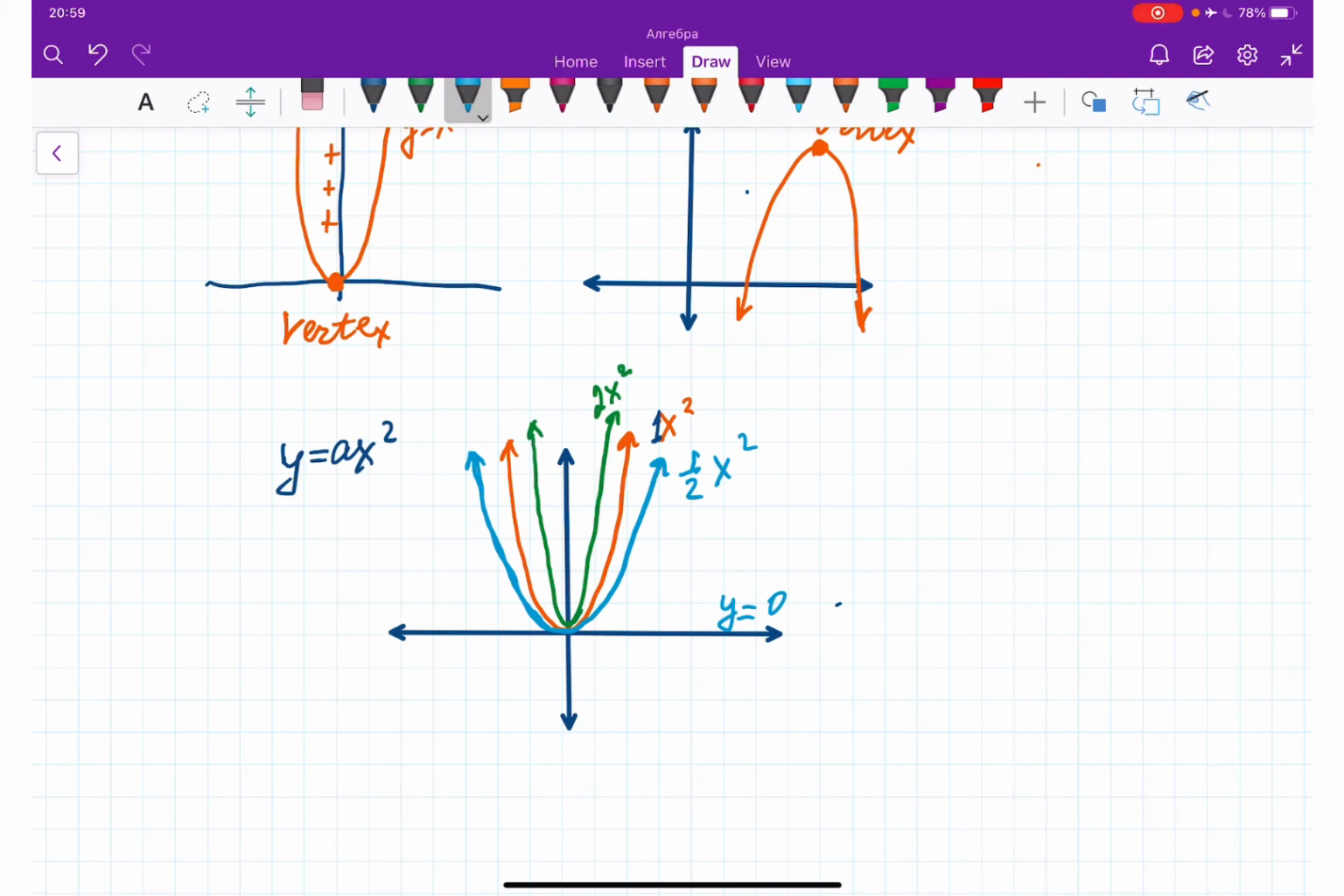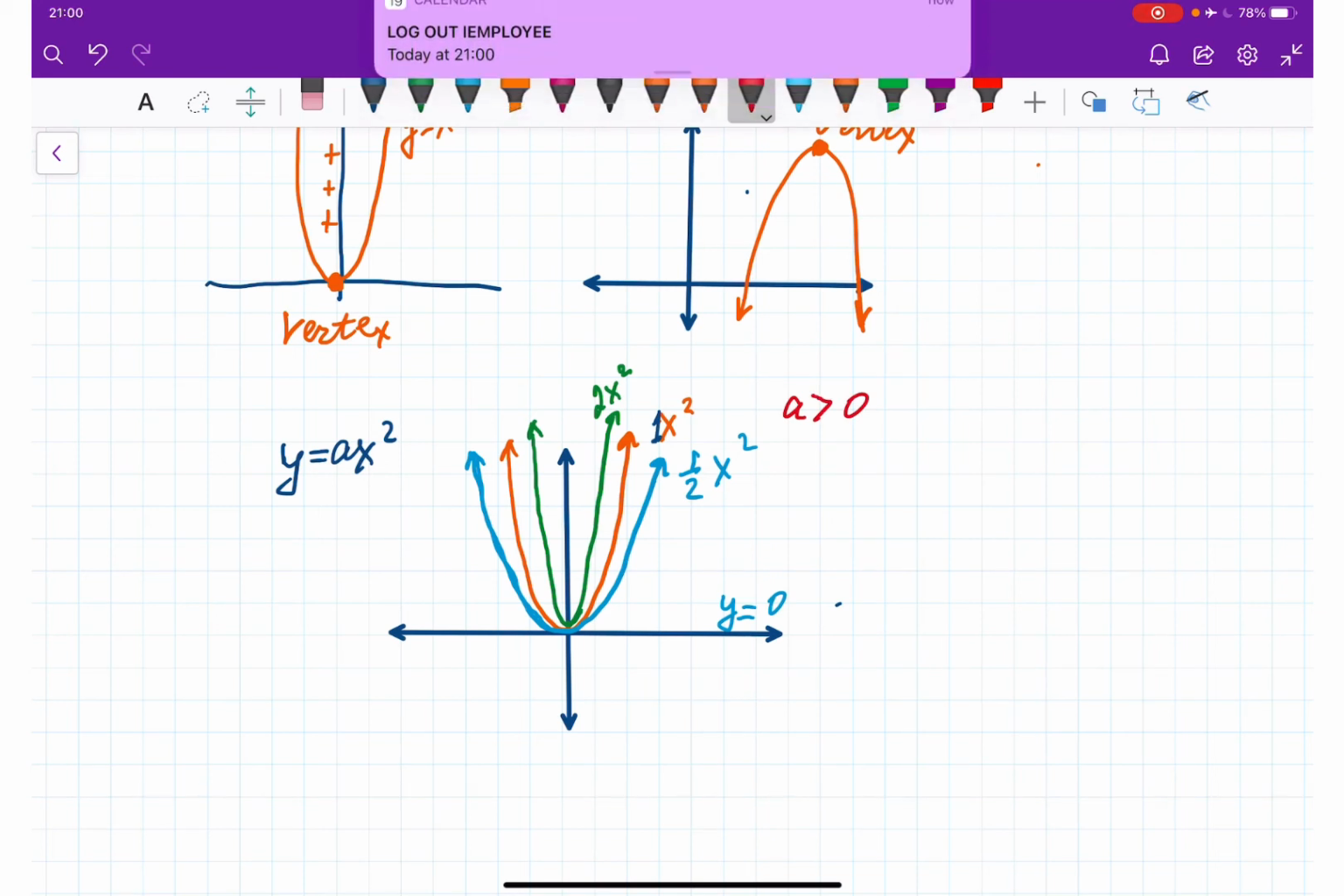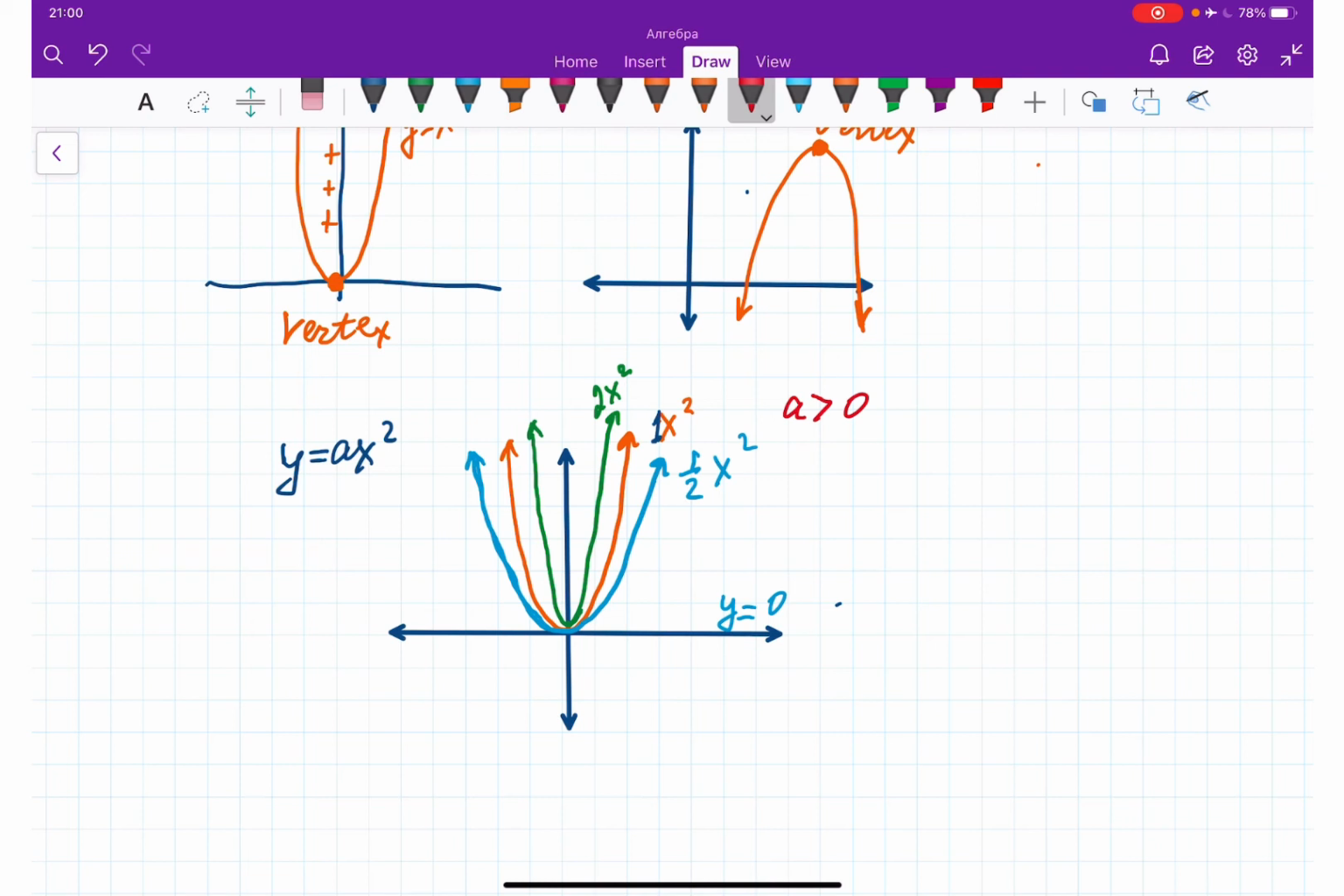So, this is when a is positive, a is greater than 0. Now, what if a is less than 0? When it's less than 0, then the parabola is going to go down. By the way, when a is greater than 0, all these graphs have a vertex that is a minimum, yes?